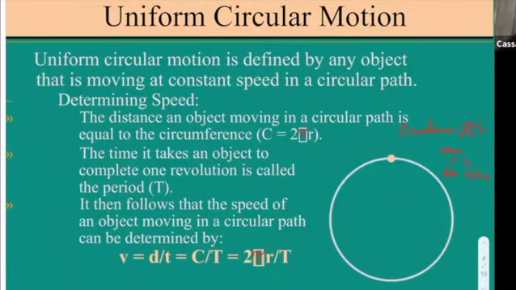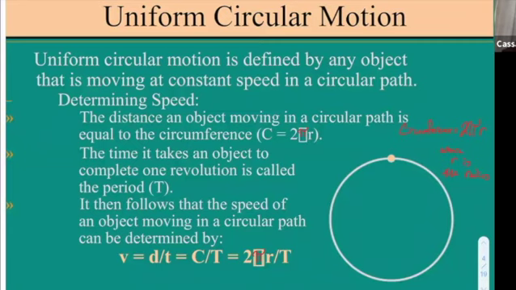Okay. So on to our new concept here. So talking about uniform circular motion. So uniform circular motion is defined by any object that is moving at constant speed in a circular path. Okay, so think about what constant speed means. How does speed differ from velocity? So speed does not have direction. So that's why it has a constant speed.